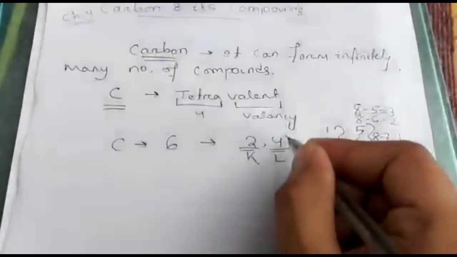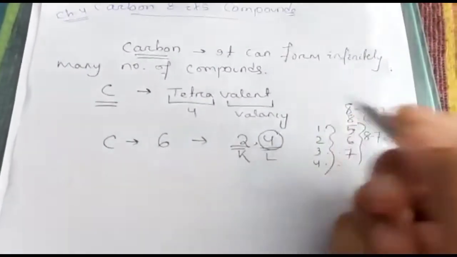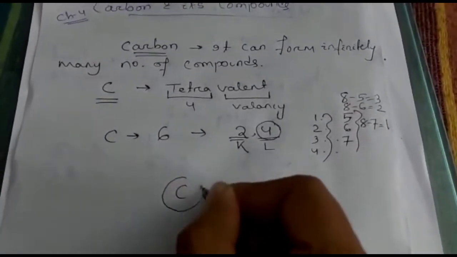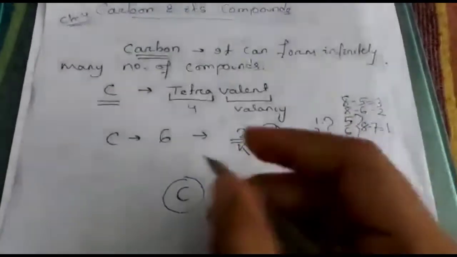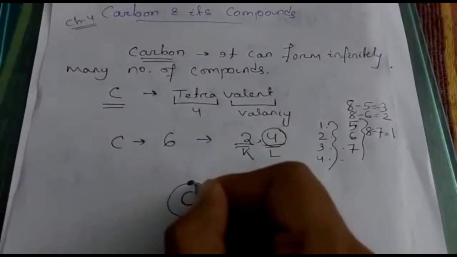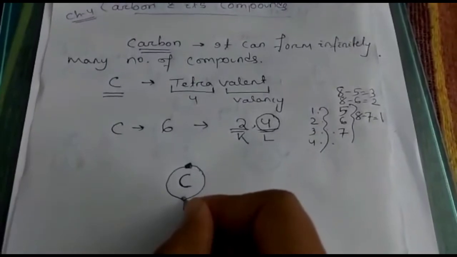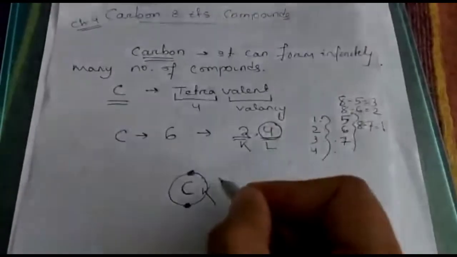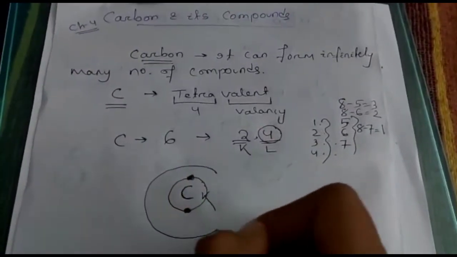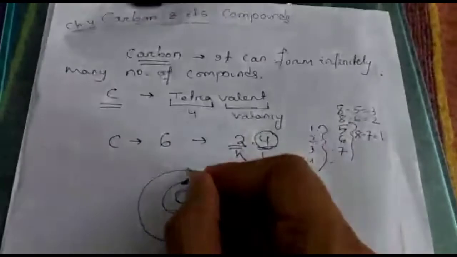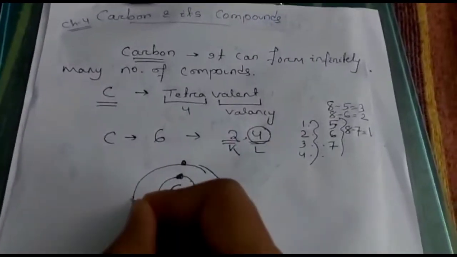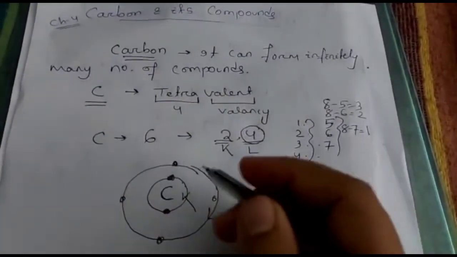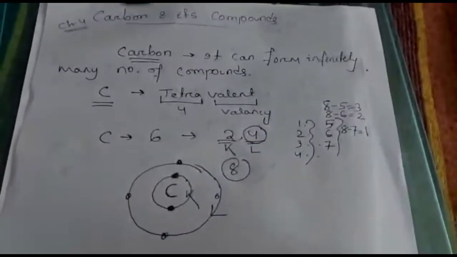So now see, in the last cell, 4 electrons are present. So what is the structure of carbon? Suppose this is the central part, the nucleus. This is your K cell. In the K cell, we have 2 electrons. The next cell is our L cell. In the L cell, 4 electrons are present. Now tell me what is the maximum capacity of the L cell? That is 8.